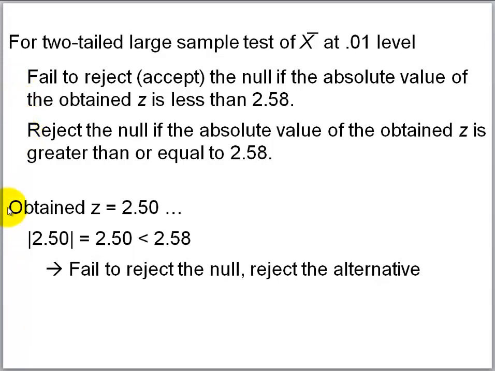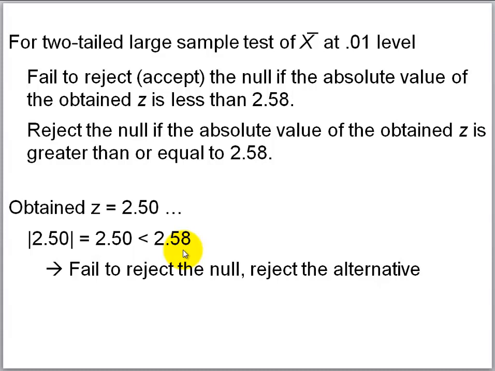So, I mean, our calculations are done. I mean, their calculations are, we did that in the last video, actually we did it in the beginning of this video, and our z calculated to 2.5. Here are our vertical bars symbolizing absolute value. The absolute value of 2.5 is indeed 2.5. 2.5 is less than 2.58.